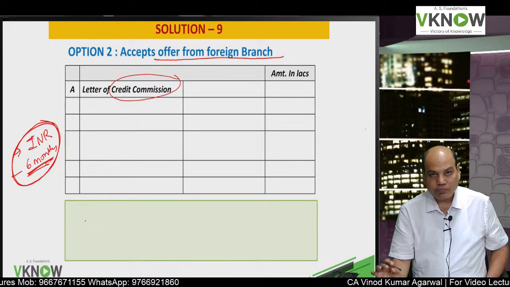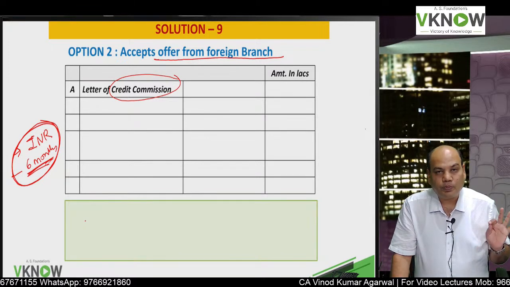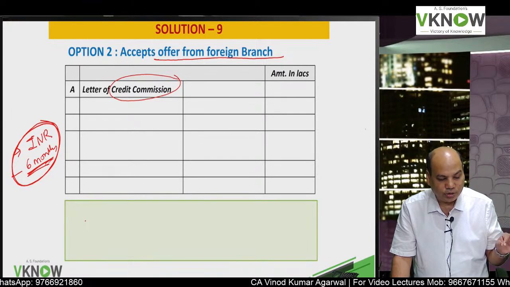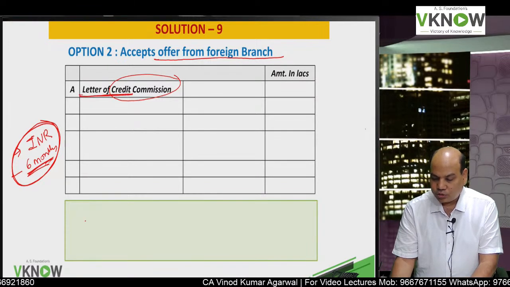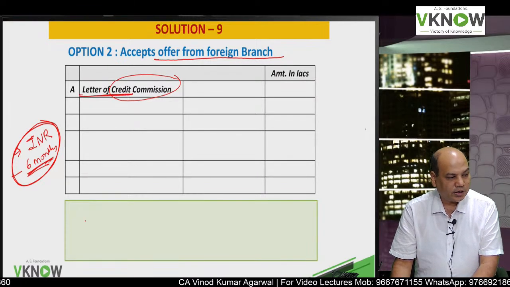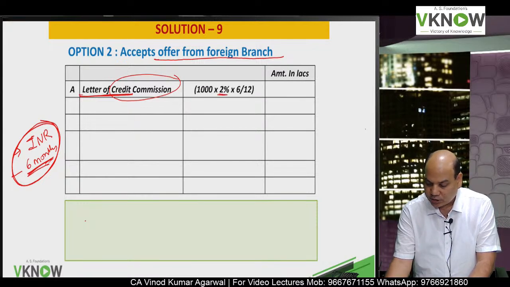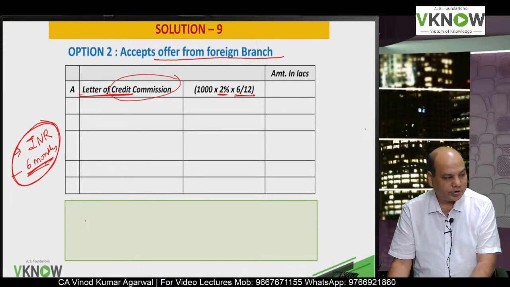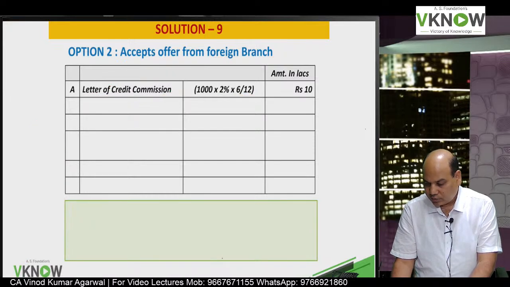Who is going to open the letter of credit? The letter of credit will be opened by a bank in India today. It's like a guarantee given by an Indian bank to a foreign party that don't worry, my client is going to make the payment to you, and if my client does not pay, we will pay. So letter of credit commission is 2% for 12 months. So for 6 months, it will be 1000 into 2% into 6 by 12. That comes to 10 lakhs.